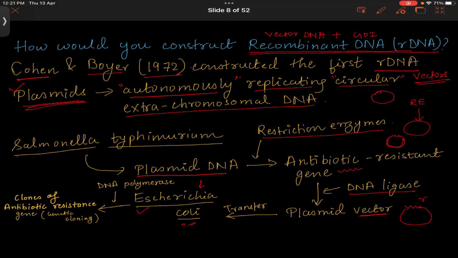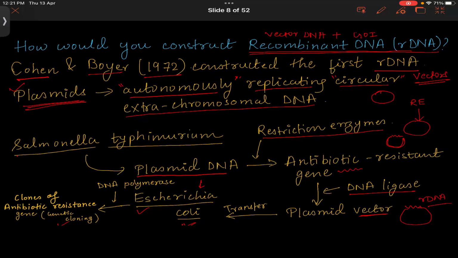So this is your recombinant DNA. Now this recombinant DNA is transferred into the host, Escherichia coli. Using the DNA polymerase present in Escherichia coli, multiple copies of the antibiotic resistance gene are made inside the E. coli cells. This is called gene cloning or genetic cloning. This is what Cohen and Boyer did, and made the first recombinant DNA.